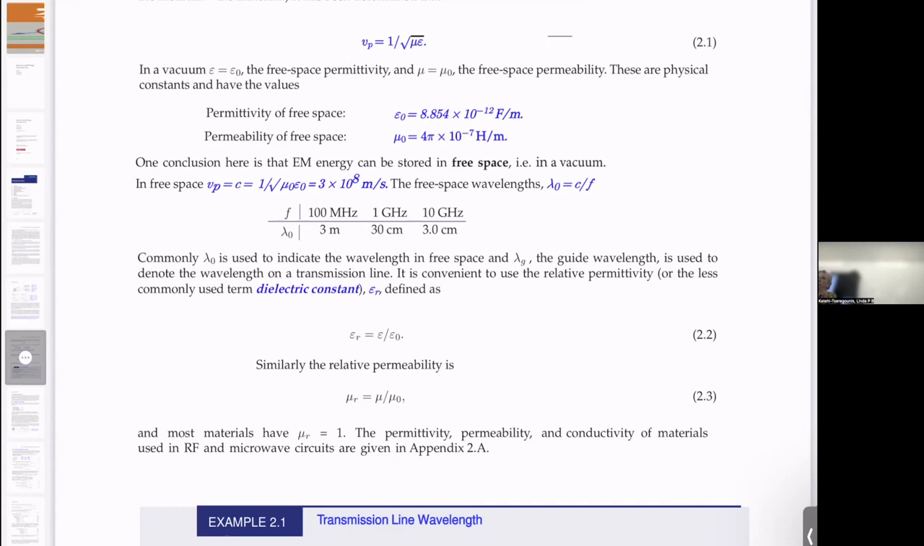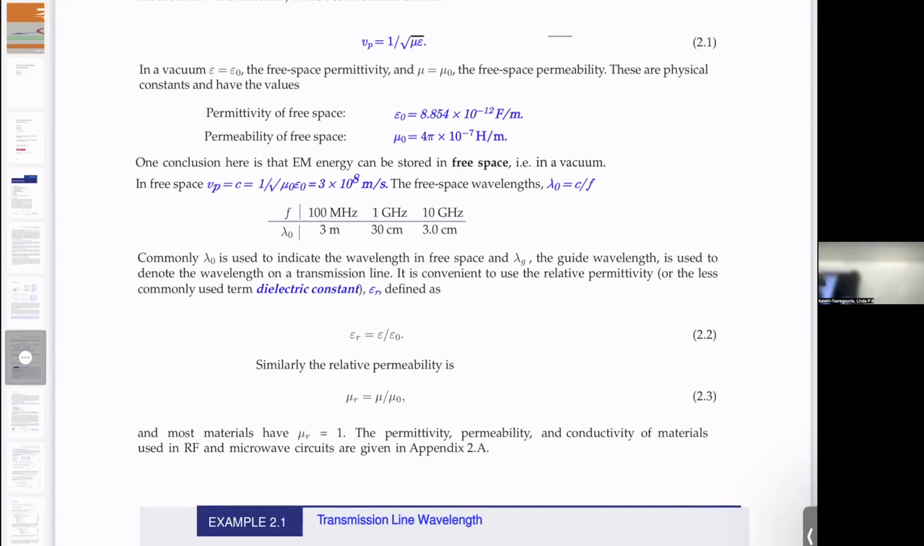However, epsilon sub r for silicon, for example, is 11.7. So epsilon for silicon is going to be 11.7 times epsilon naught. Epsilon sub r for gallium arsenide is 12.4, for quartz is 4, and for duroid is 2.5. So all different materials. That tells you how much your epsilon is. And therefore I can compute the velocity of the wave in any medium where I know epsilon sub r and mu sub r.